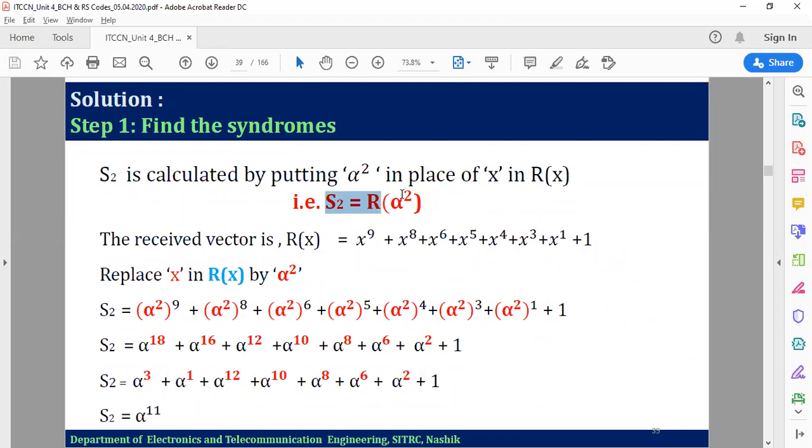Now, what is S3? If you have not understood the concept, S3 is equal to R of alpha cube. That means you need to replace this x in the received code word by alpha cube. So alpha cube raised to 9 means alpha 27. Alpha cube raised to 8 means alpha 24. Alpha 3 raised to 6 will be alpha 18. This will be alpha 15, this will be alpha 12, alpha 9, alpha cube plus 1.